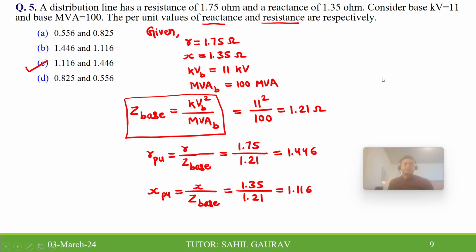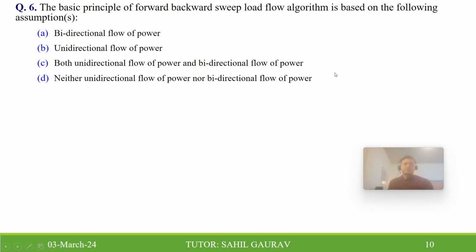Now let us move to the next problem. This is a theoretical type problem. The sixth problem: the basic principle of the forward backward sweep load flow algorithm is based on the following assumption. The options are bidirectional flow of power, unidirectional flow of power, both unidirectional and bidirectional flow of power, and neither unidirectional nor bidirectional flow of power. So what do you think, which option is correct?